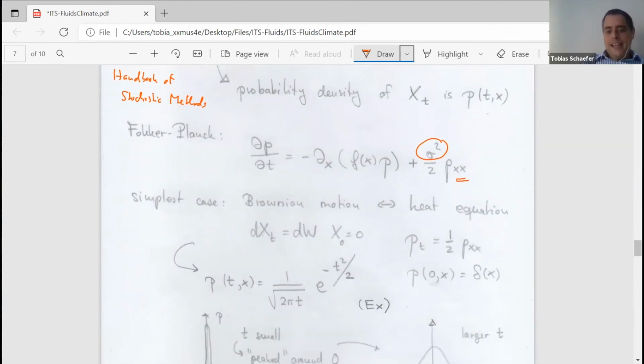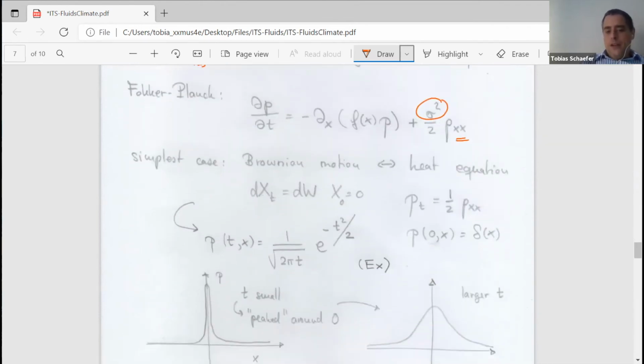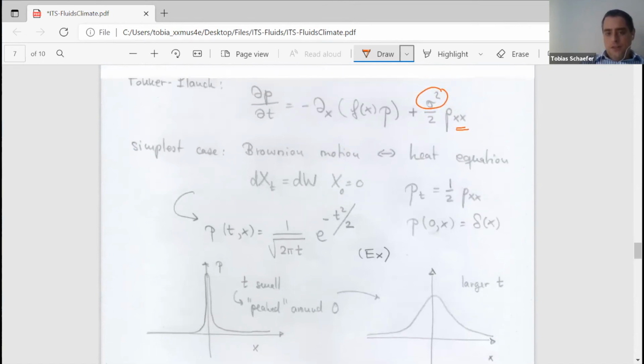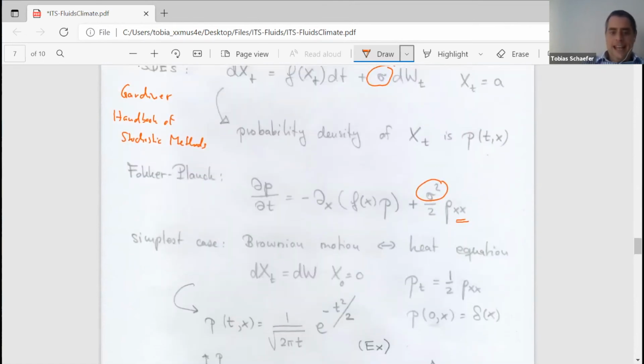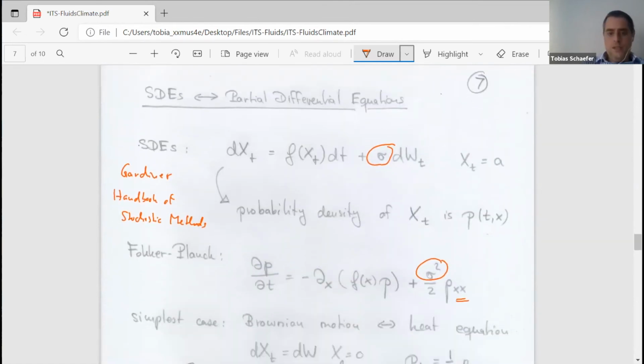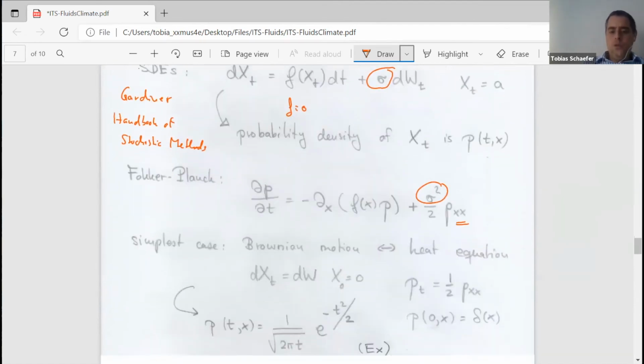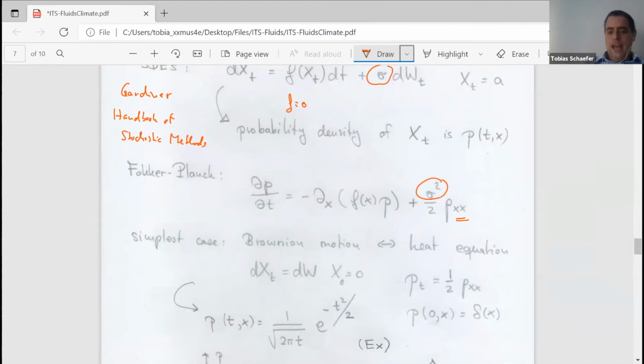In the simplest case, Brownian motion means that you simply have f equals 0 here for Brownian motion. And it turns out that you just have the heat equation.